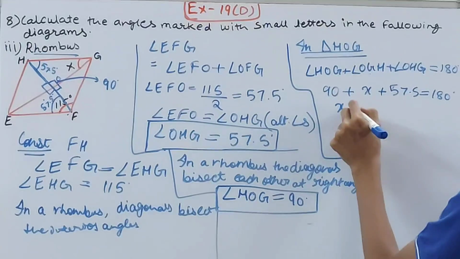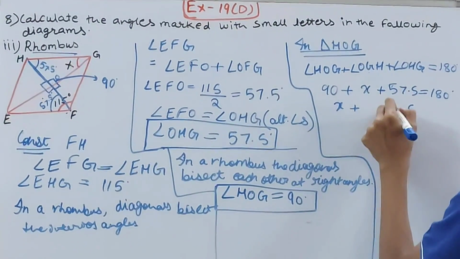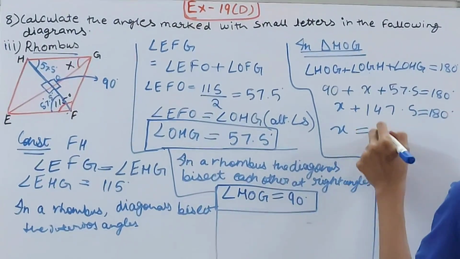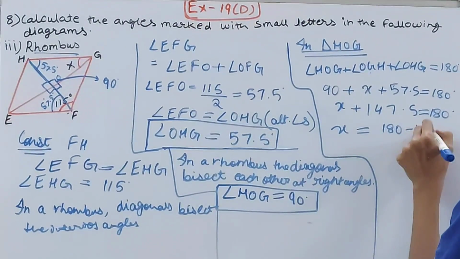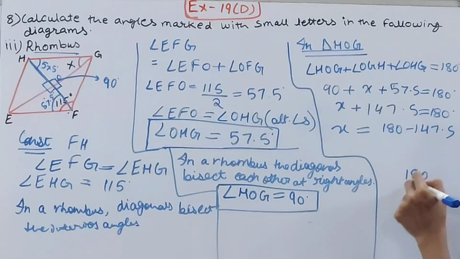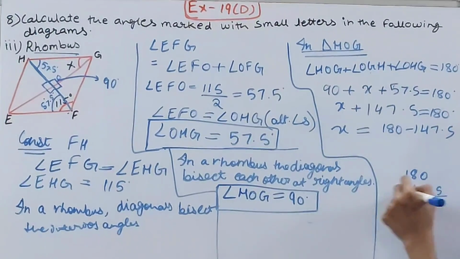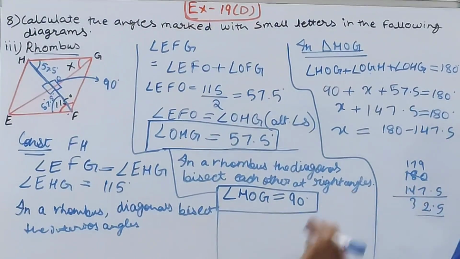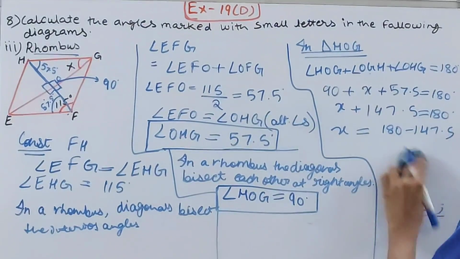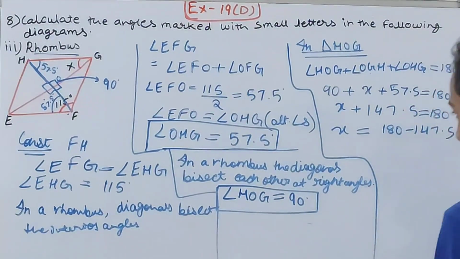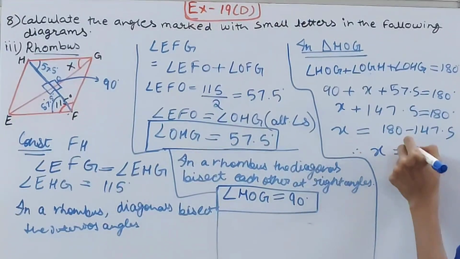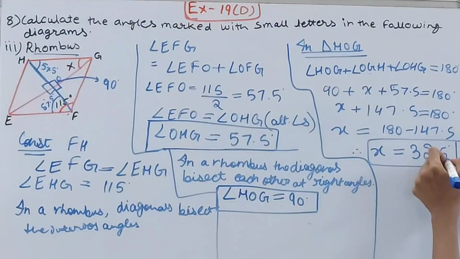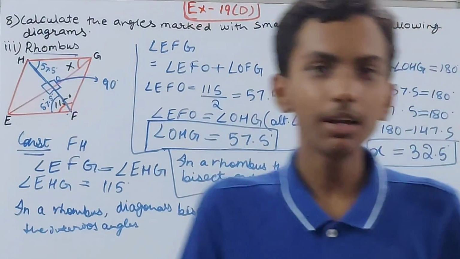So X plus 0.5 here, 7 and 9, 5, 14, 147.5 equals 180 degrees. Therefore X is equal to 180 minus 147.5. How much is this? Let's subtract and see. 0.5 here, 7 and 9, 2 and 3, 32.5. Fine, so we get 32.5. So therefore X will be equal to 32.5 degrees. Okay, that is the final answer. Now let's move on to the next part.